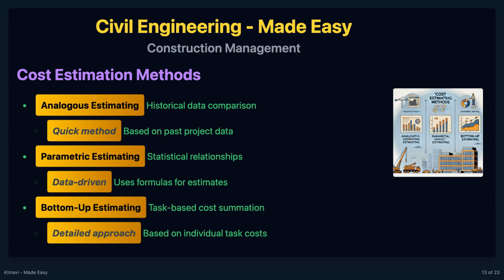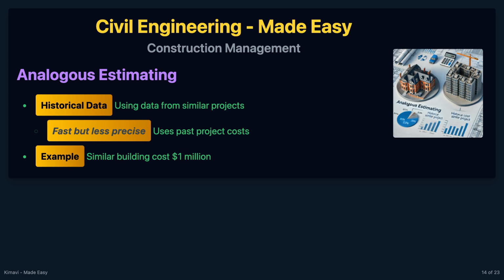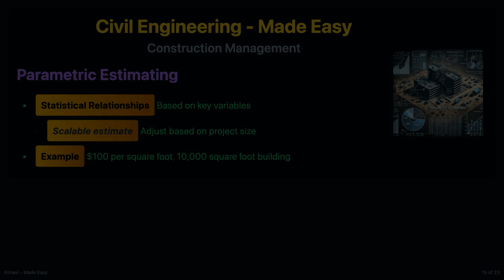There are several methods for cost estimation, including analogous estimating, parametric estimating, and bottom-up estimating. Analogous estimating uses historical data from similar projects to estimate costs. For example, if a similar building cost $1 million, the current project might be estimated around the same amount.